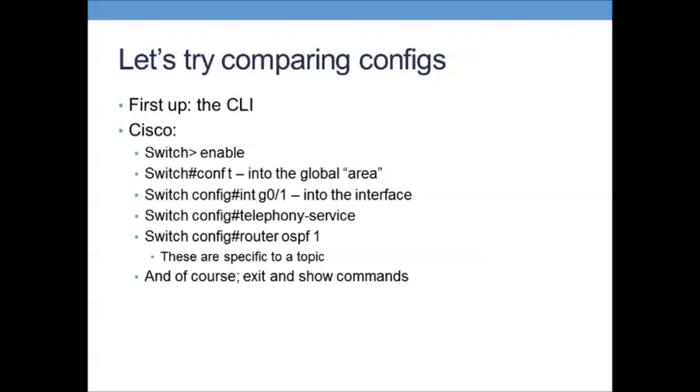And of course, we have areas of commands. So telephony service for VoIP stuff. If I want to do routing, then I go router OSPF, my prompt changes, and then I do stuff that's specific to OSPF. And so that is sort of the way that we think about this. And then of course we exit and we go up in levels, or we can do our show commands. So that's what we've sort of gotten to know in Cisco land.